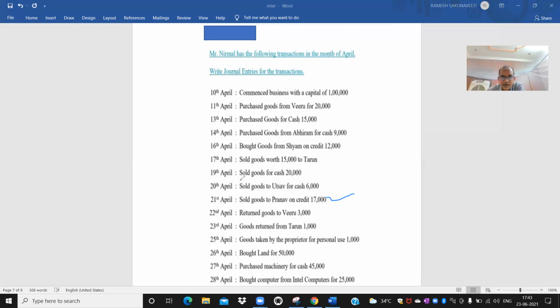On 22nd April, returned goods to Viru. What is the journal entry? Viru account debit to cash account. Why did you write cash? Did you pay any cash to him? You returned goods to him. What should you write?